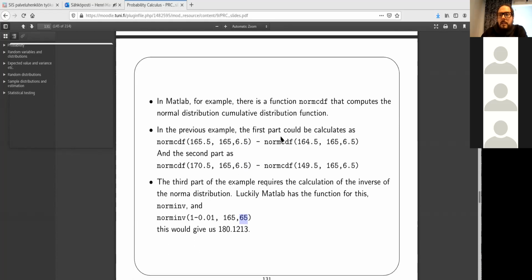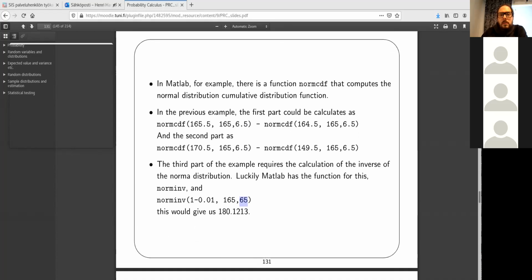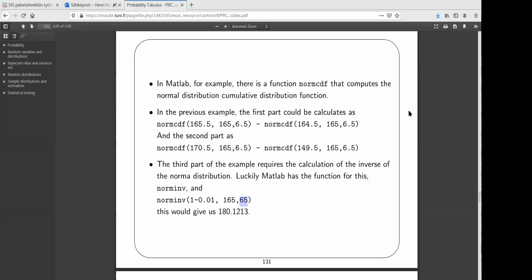All right, let's have a small break now. Let's go back online. So that's our first brush with the normal distribution.